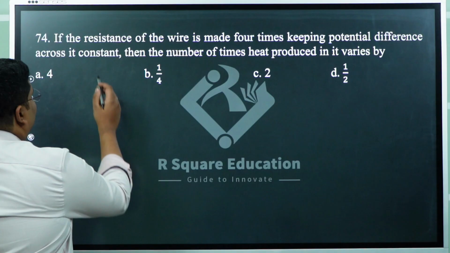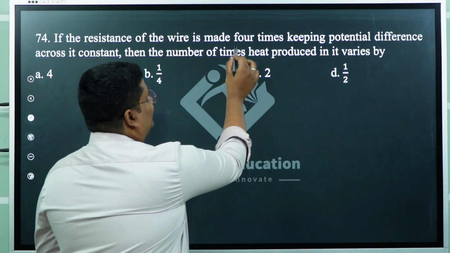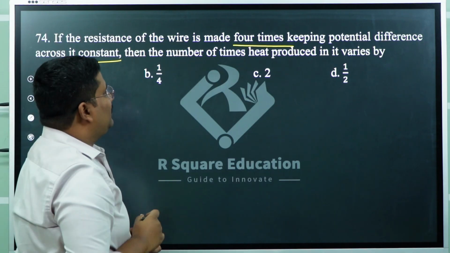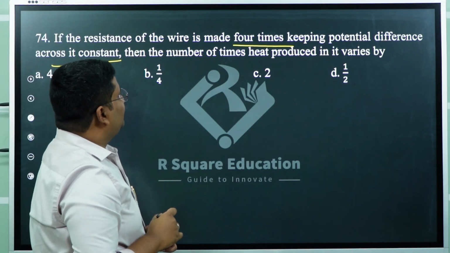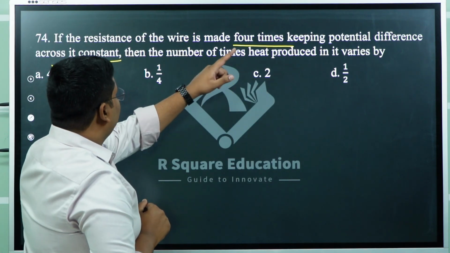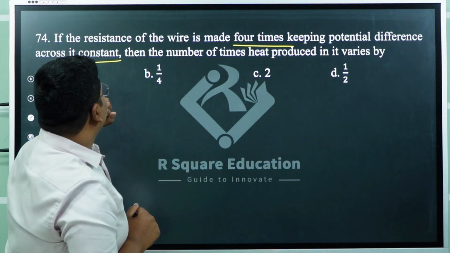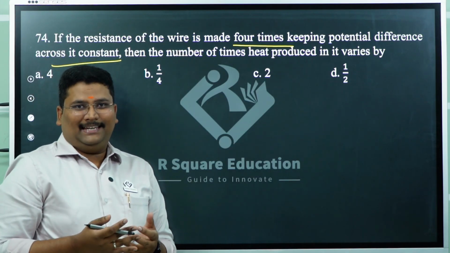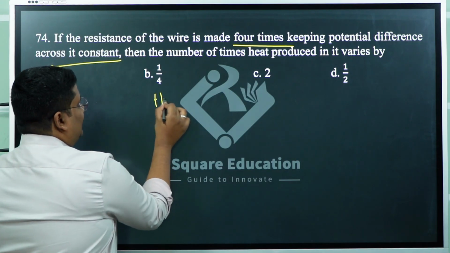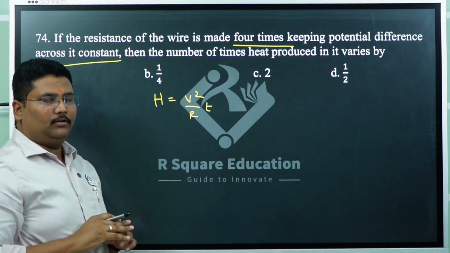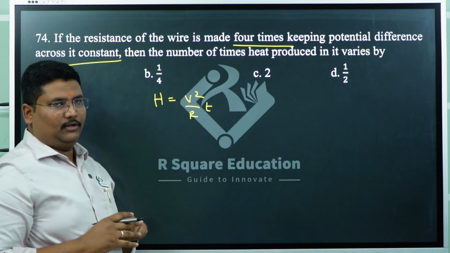See this question. If the resistance of the wire is made 4 times, keeping potential difference across it constant, then the number of times heat produced in it varies by. So they are relating heat, potential difference and the resistance, correct? So what is going to be the formula for energy or heat? Obviously we will be relating it as V square by R into T, correct? Because they are not going to vary time. So obviously this is going to be the case.